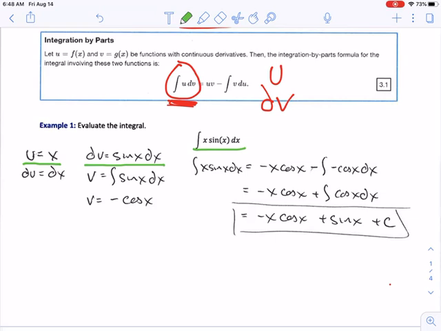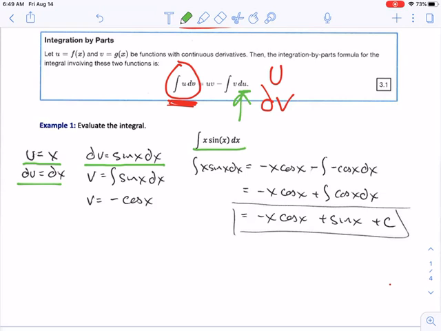So here's what we do now. Once we've done that, say, okay, if this is my function u, what do we have to find in this formula over on the right-hand side? We have to find du, which is the derivative of u, right? Right there, we have to find the derivative of u. So the derivative of x is just 1 dx.